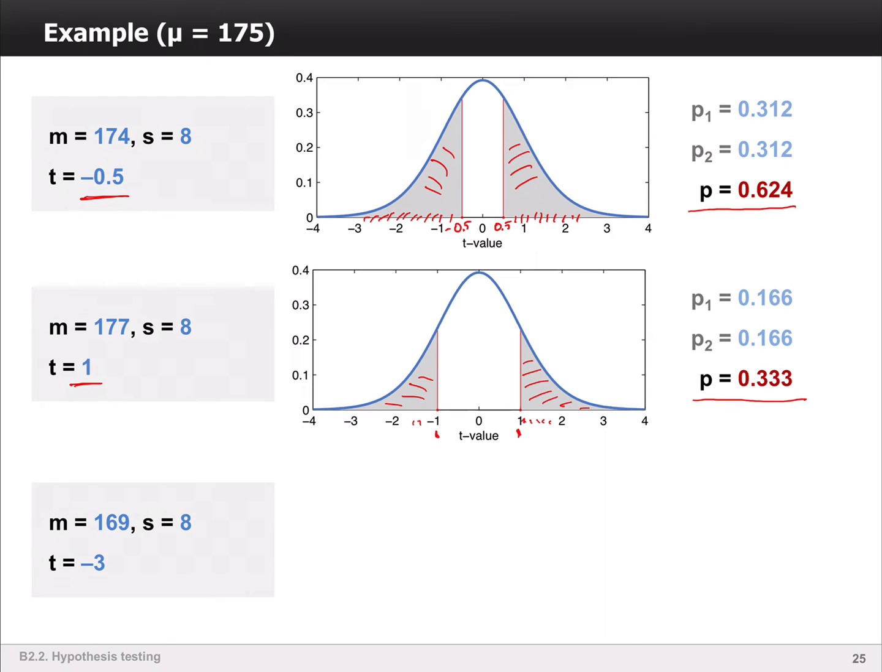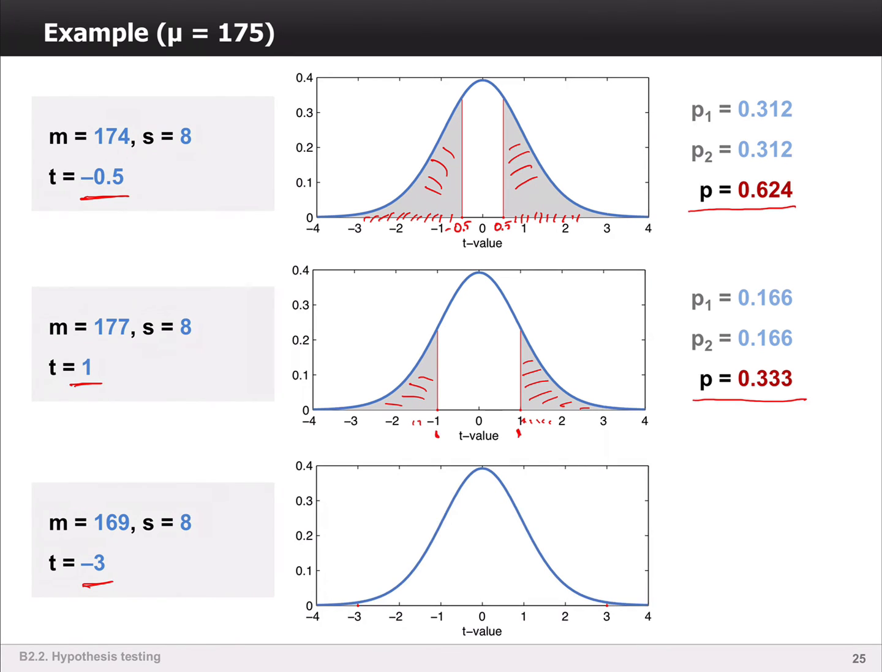But if we take the third sample, then we have t-value minus 3, right? So this is how it looks like. So this is minus 3. Here we have minus 3, and here we have minus 3. So the area, the chance to get a sample even more extreme is this one, right? And then we have this one. Okay. Then if you calculate the p-value, you can see that it's very small.